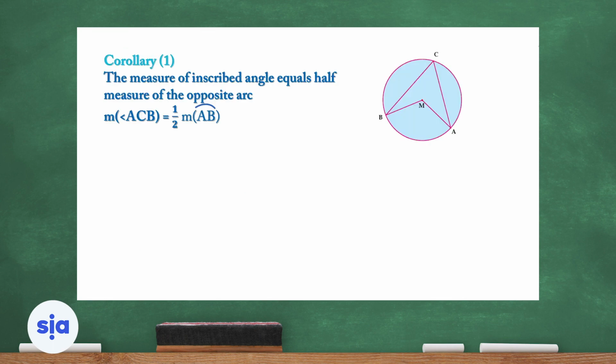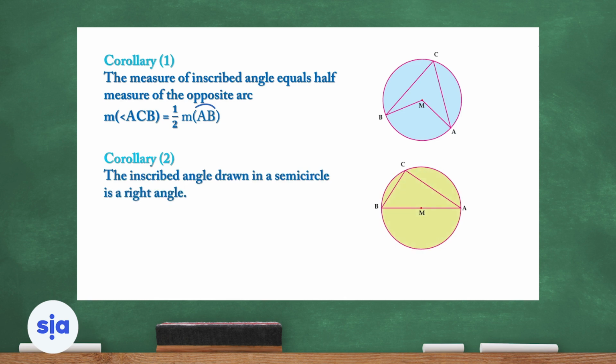Now, we're going to move on to one of the corollaries that we have, which is corollary number 1. The corollary says the measure of an inscribed angle equals half the measure of the opposite arc. So, the measure of angle ACB is half the measure of arc AB. Corollary number 2, the inscribed angle drawn in a semicircle is always a right angle.